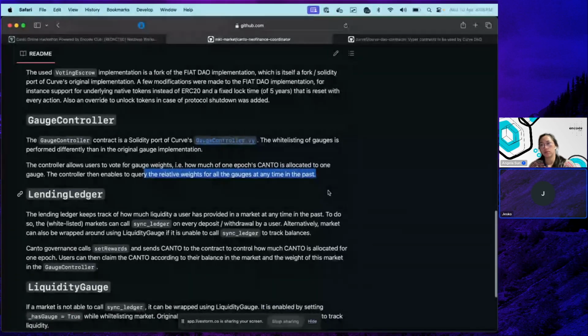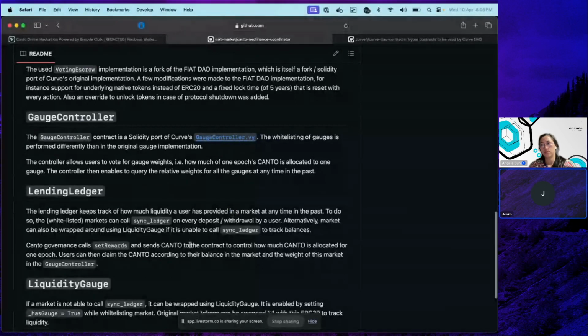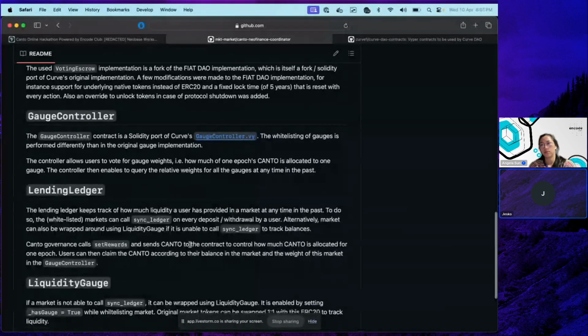And then the third main component is the lending ledger. The lending ledger keeps track of how much liquidity a user has provided. So if I provided liquidity to the Cadence Canto pool, as we saw, this lending ledger will take into account that this person has given this much liquidity or withdrawn this much liquidity. And then based on the amount of liquidity you've put in the pool, you can receive your rewards from the lending ledger, right?